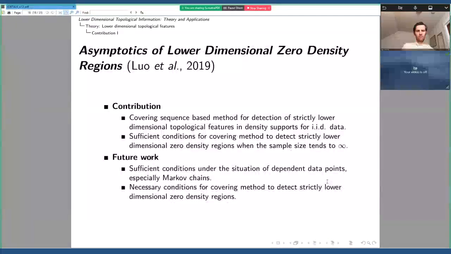as the sample size tends to infinity. A future work in this direction will be, instead of IID samples drawn from the probability density function, what if the samples are actually dependent, for example, from a Markov chain? We already got some pretty interesting results in that direction. And then a second future work: the mathematician will say, okay, good, we got a sufficient condition, and the next natural step will be, okay, how about a necessary condition for our method to work? That is also one direction that is definitely worth considering.